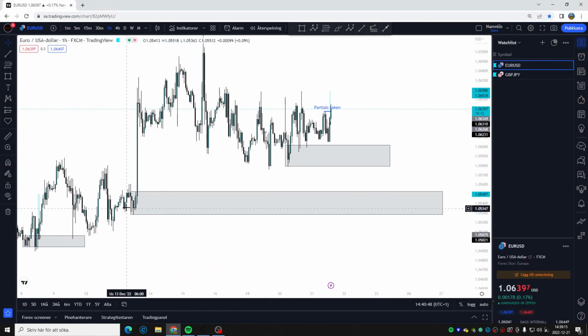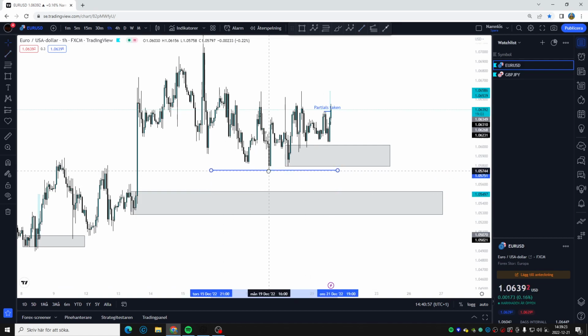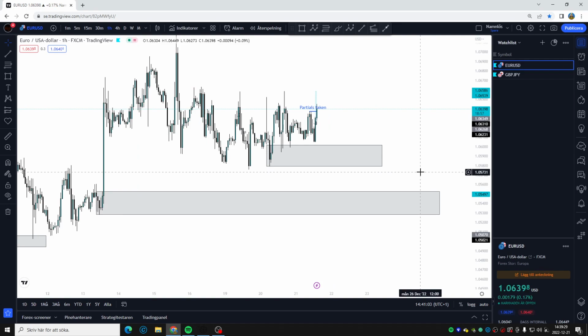A lot of people are waiting for this zone to be tapped in. Why? Because there's imbalance under this low. A lot of people wait for the imbalance to be filled, and that's correct. But when I see imbalance like this on 30 minutes or 1 hour, I always go for the trade.